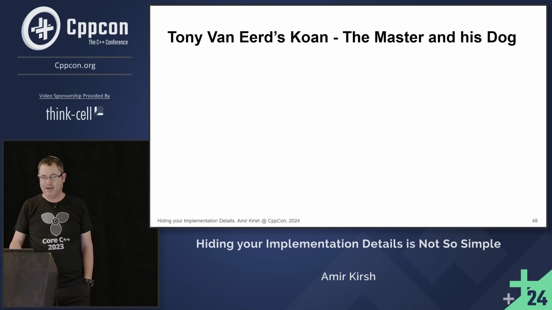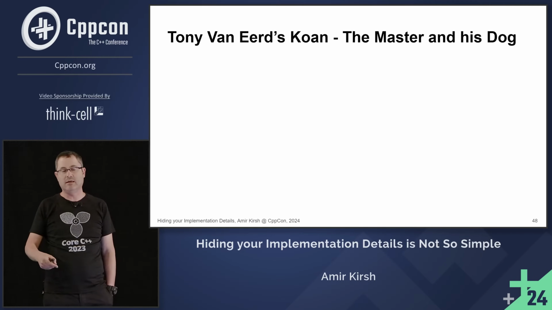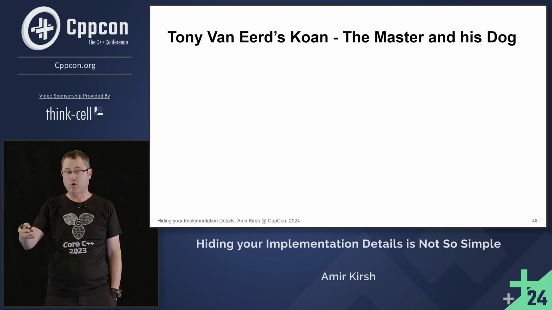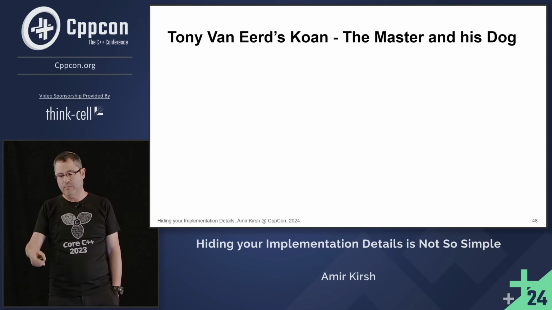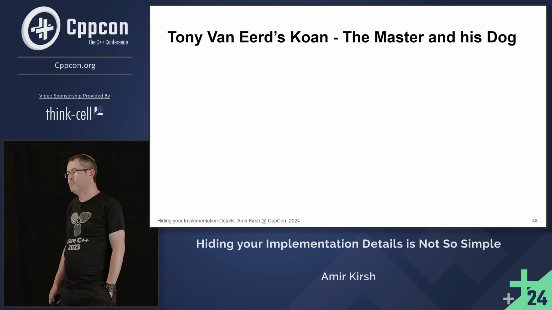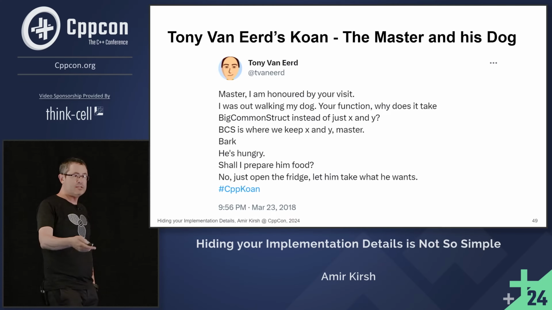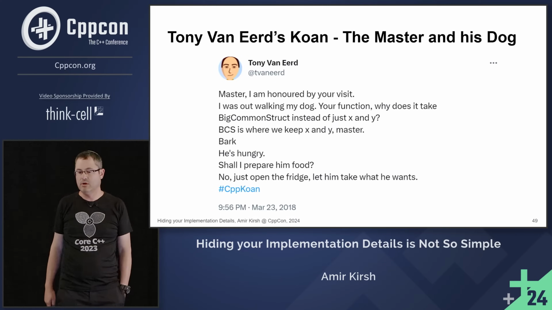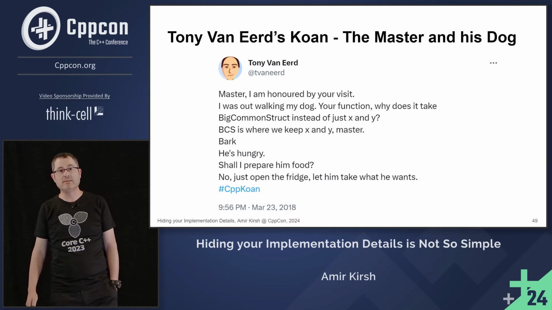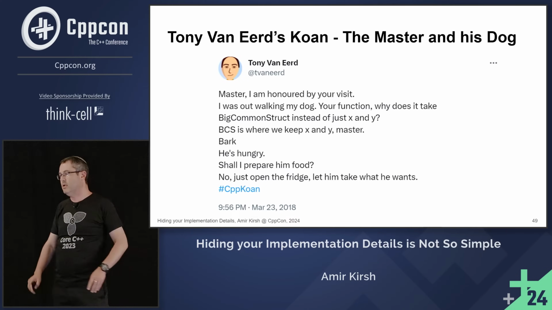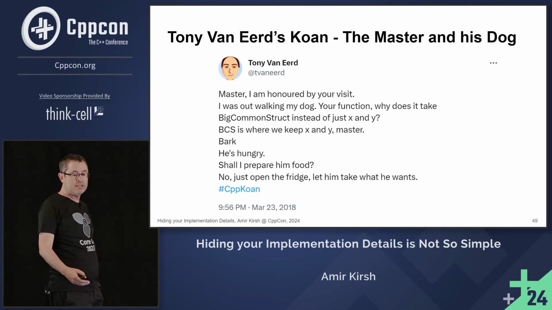Tony Van Eerd had a known koan. I will take you through this one. A koan is a short story with a moral. Okay, so we'll have a short story. I take the version from his Twitter. The same appeared in one of his talks. So, the master and his dog. The master travels, takes his dog along, and he sees a student in his backyard working on some code. Master, I'm honored by your visit, says the student.